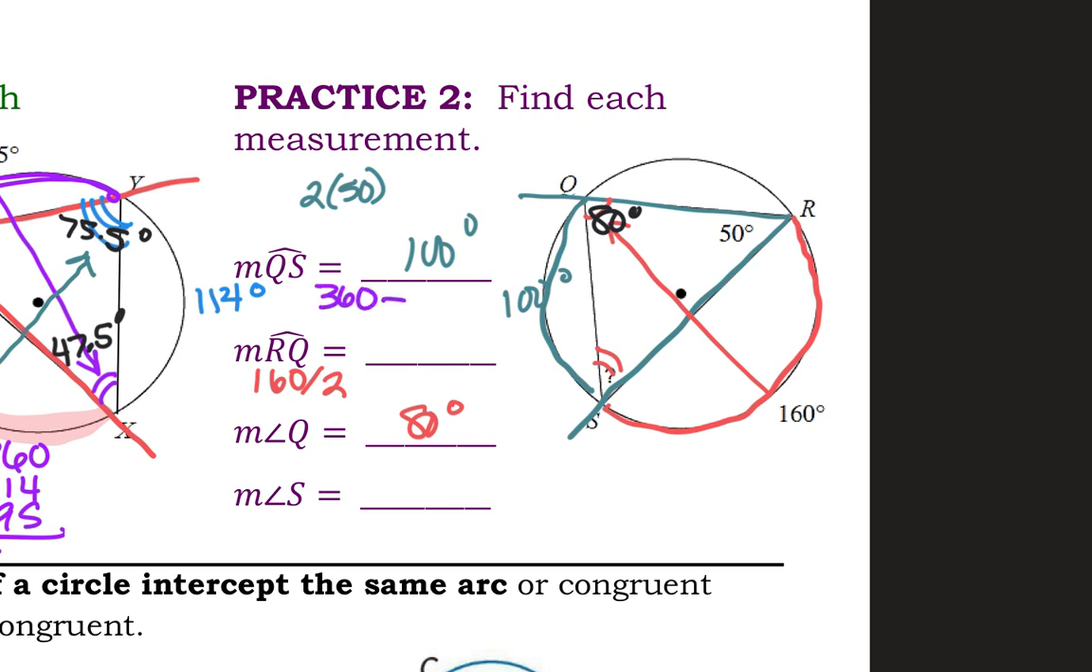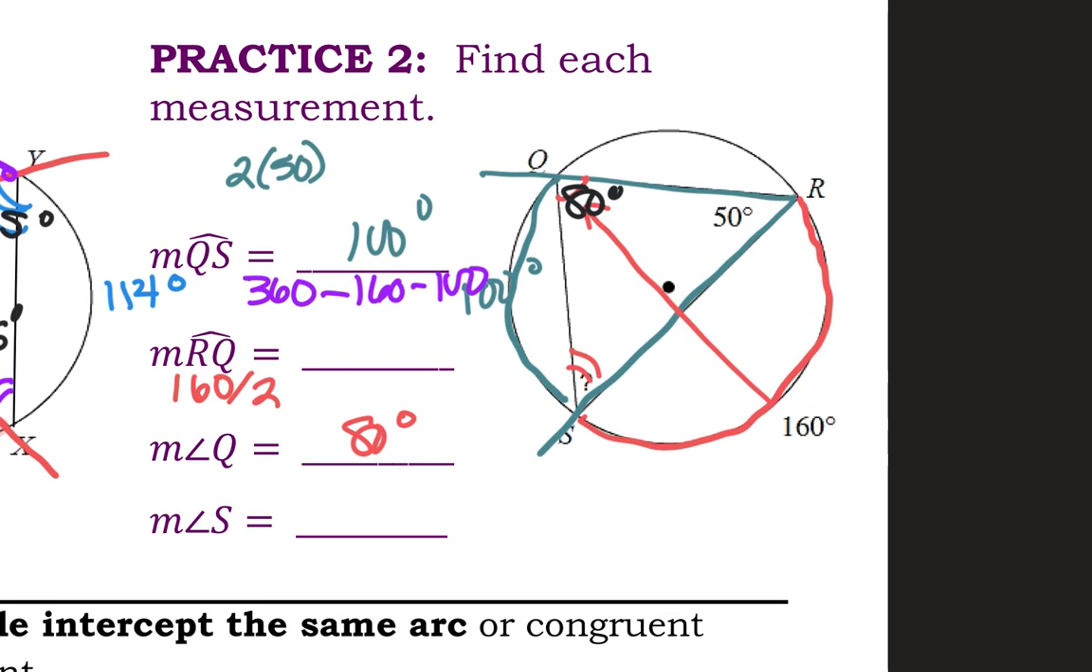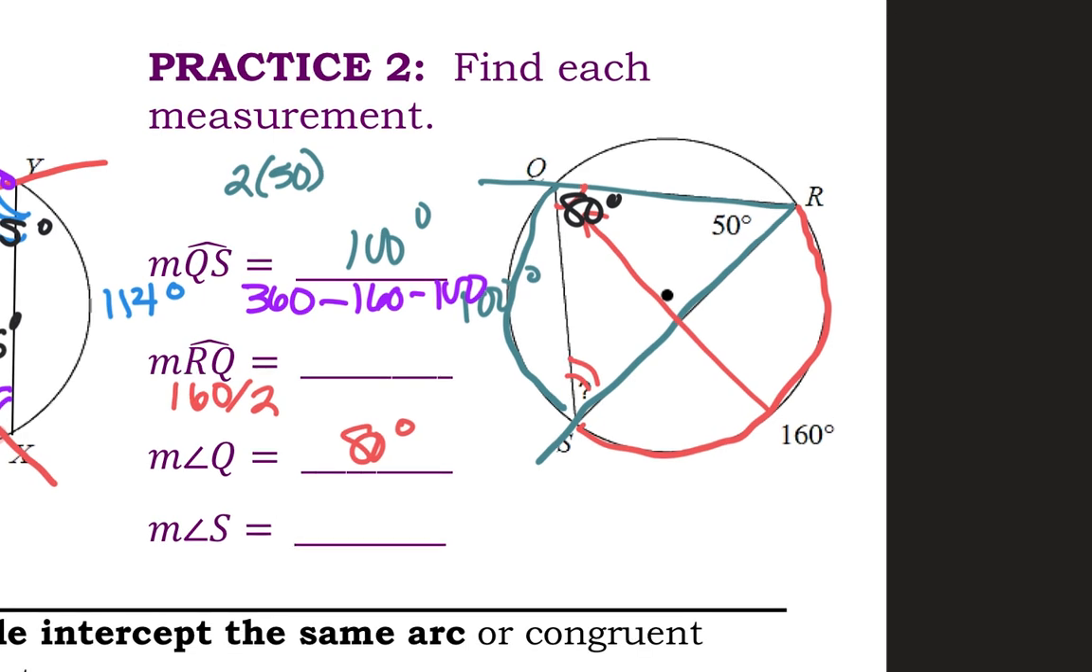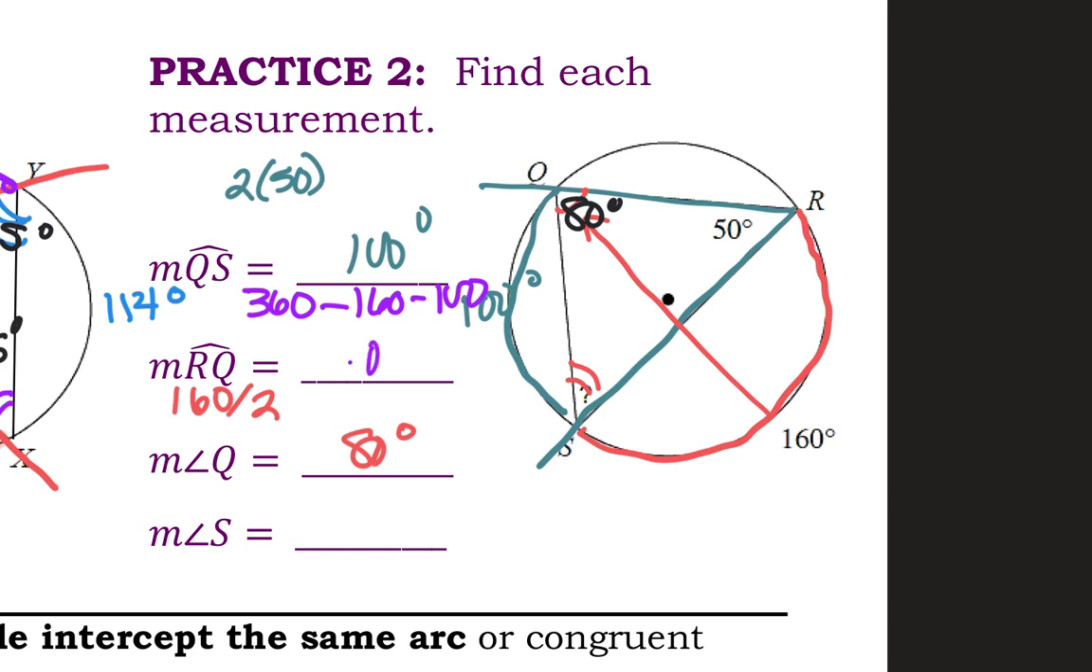We have the arc of 160, and we have the arc of 100. What would that get us? 360 minus 160, and then minus 100. What'd you get? 100 degrees, good. So we're going to put 100 degrees here. All right, so now we have all the angles.